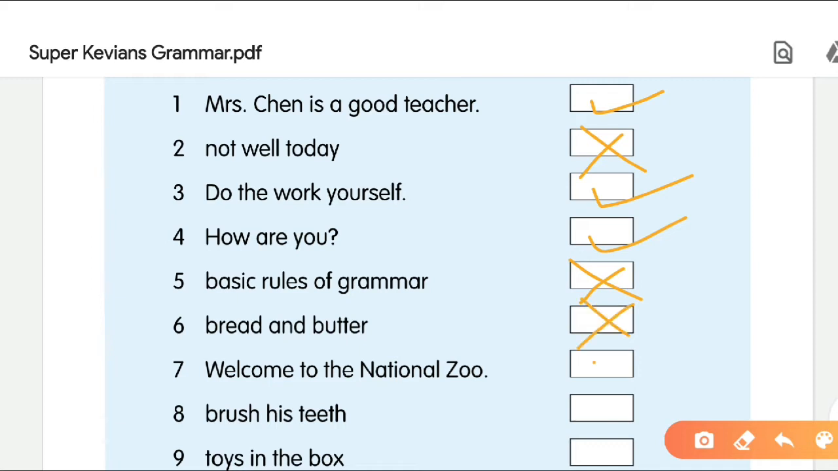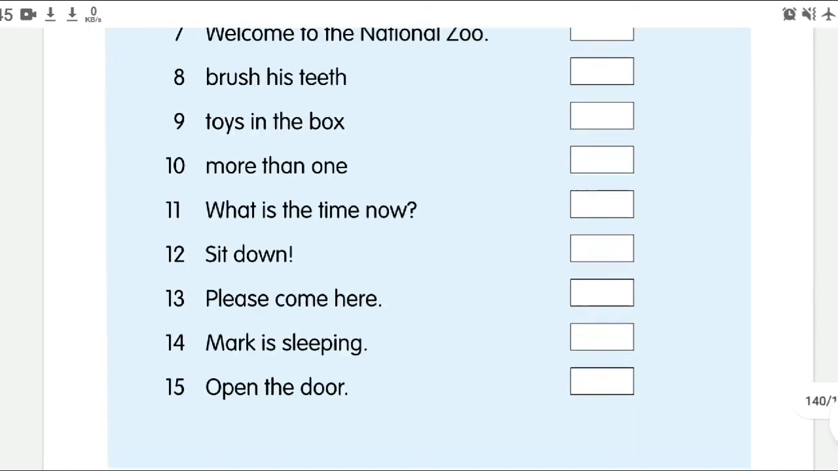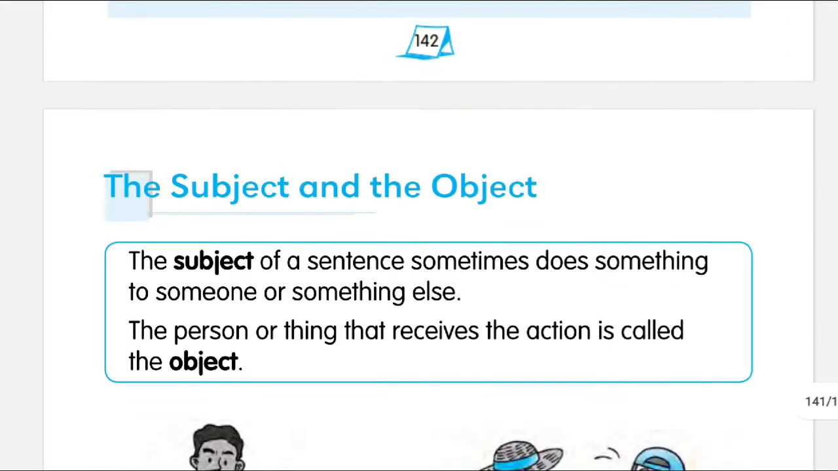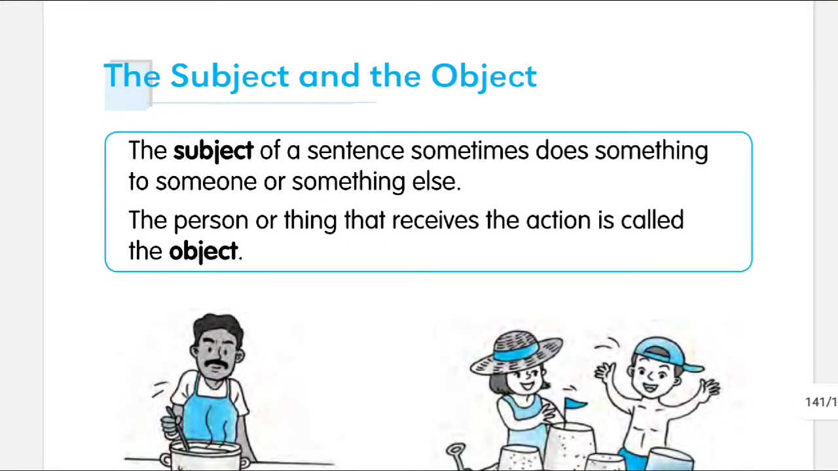Welcome to the National Zoo. Yes, it is a sentence. Brush his teeth. It is a sentence. Toys in the box. No, it is not a sentence. So you have to understand, if you are not getting complete knowledge out of a group of words, it means these are not sentences.